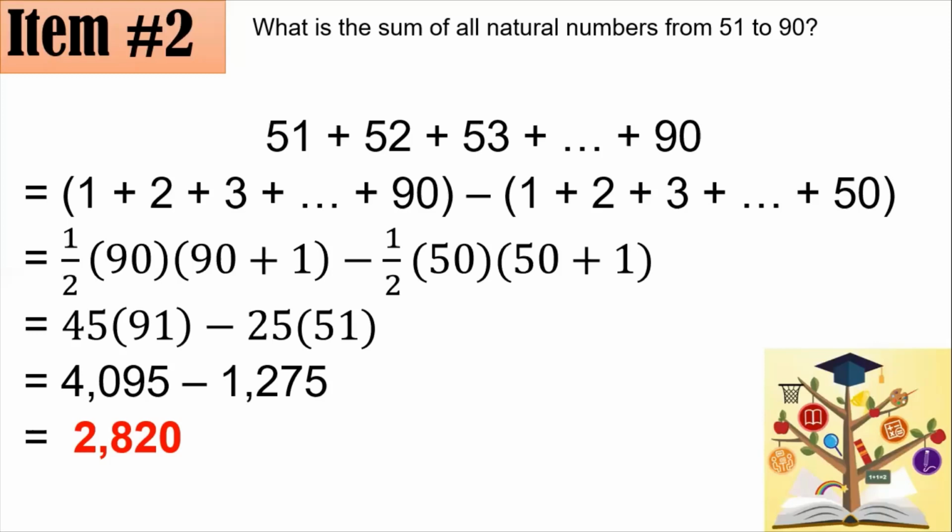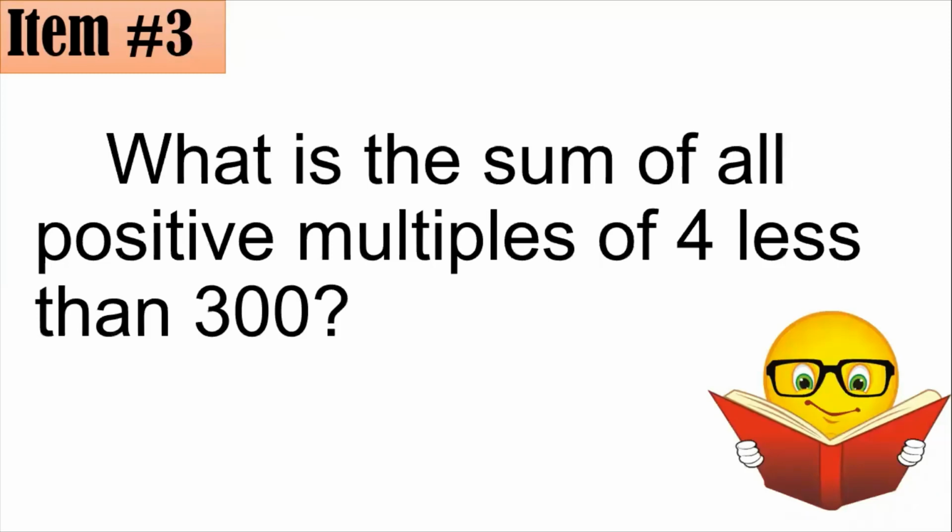And for item number three, let's have: what is the sum of all positive multiples of 4 less than 300? When we speak about multiples of 4, it's like you're skip counting with your first term 4, like 4, 8, 12, and so on. So what is 4 plus 8 plus 12 and so on until the last multiple of 4 that is less than 300? Please give this problem a try. And if you are ready, then feel free to continue and let's see if you got it right.